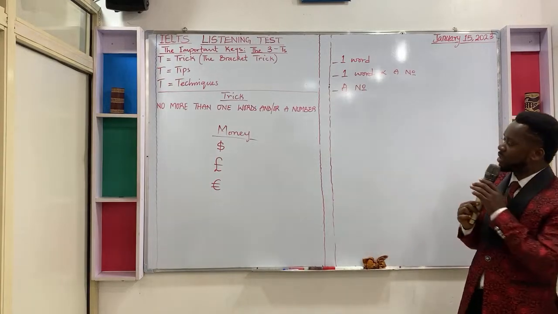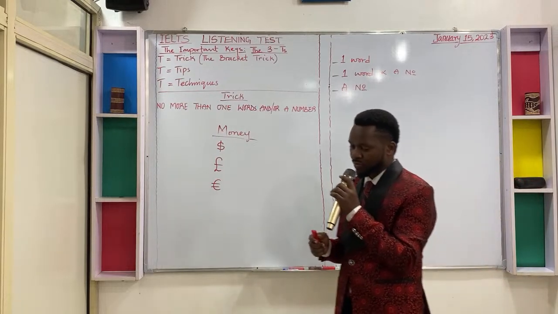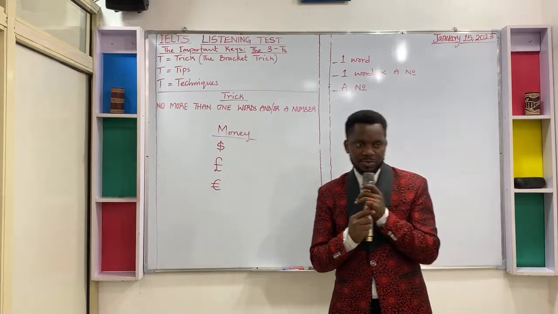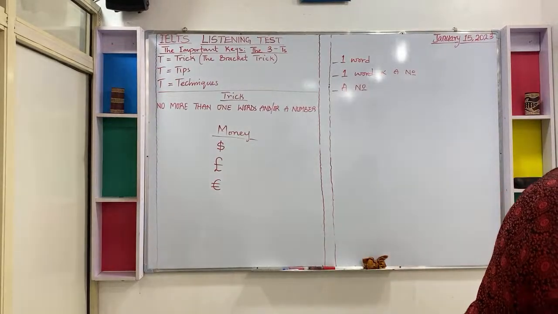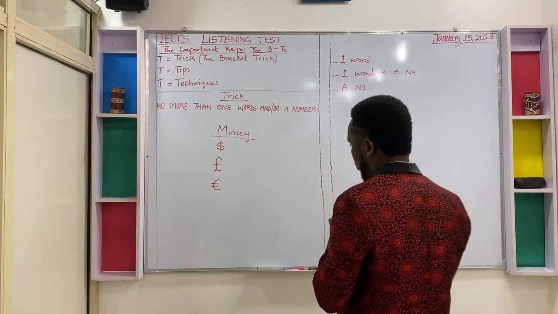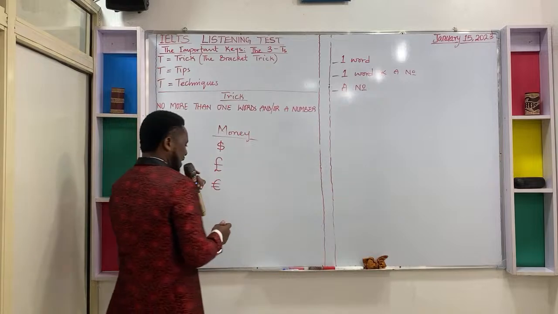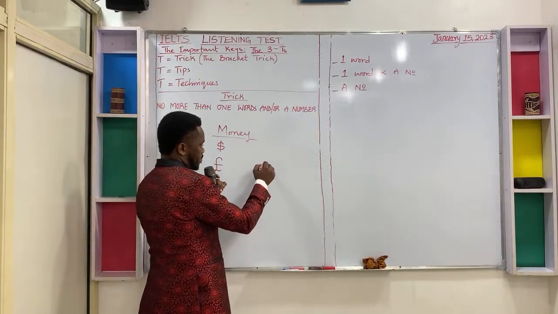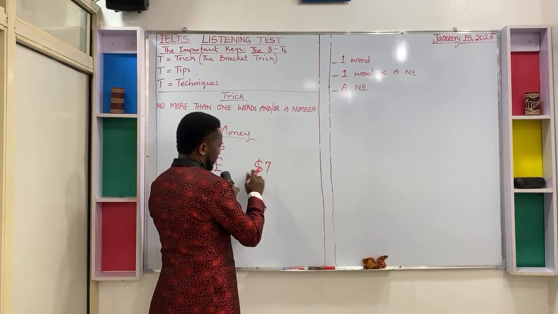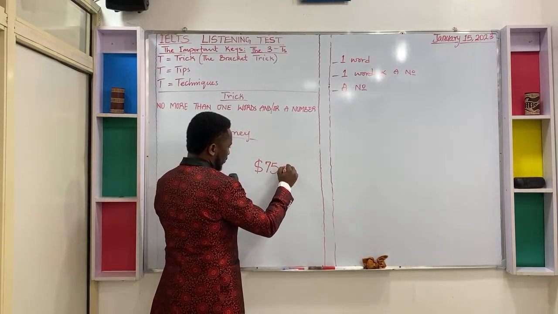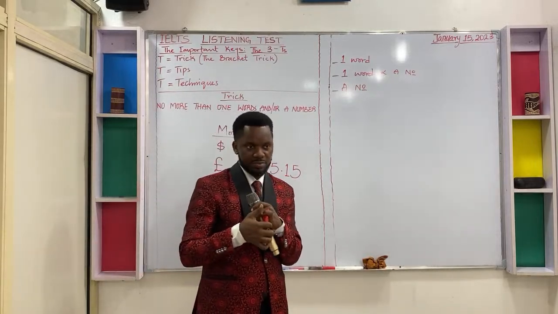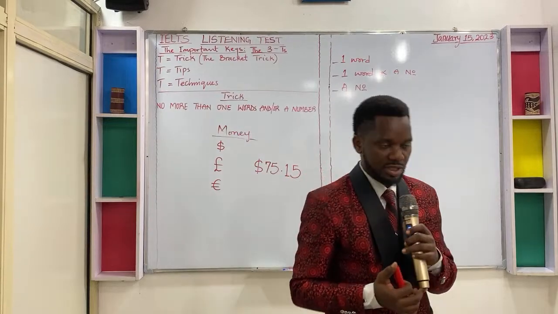Now, these are the popular currencies you get to see during your IELTS exam. Okay. When you are treating money, how do we write $75.15? How can I write $75.15? Oh, the sign should come in front. Okay, sign first, 75, dot 15. $75.15. Is that the final answer?